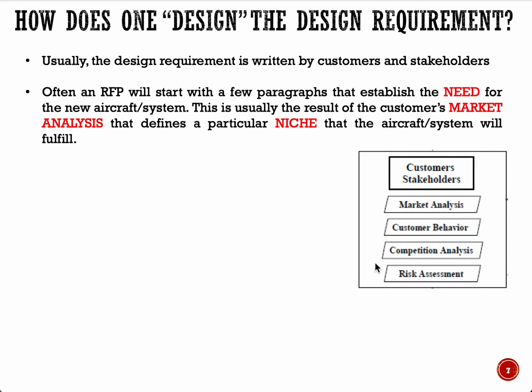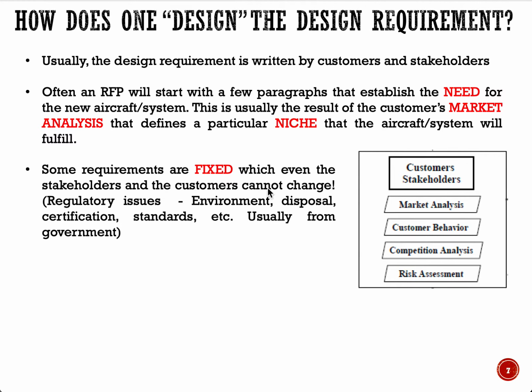So again, this cartoon schematic shows that customers or stakeholders are the ones who do market analysis, customer behavior, and competition analysis. As you know, when Airbus comes out with an aircraft, Boeing soon comes out with a competitor aircraft so that they can stay in business, right? And the risk assessment, obviously, right? They don't want to invest in something that is potentially highly risky, right?